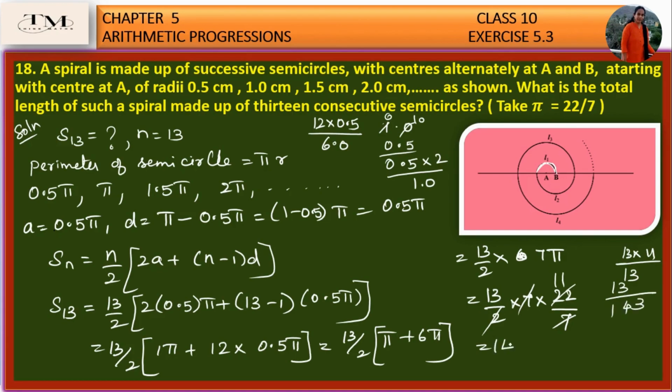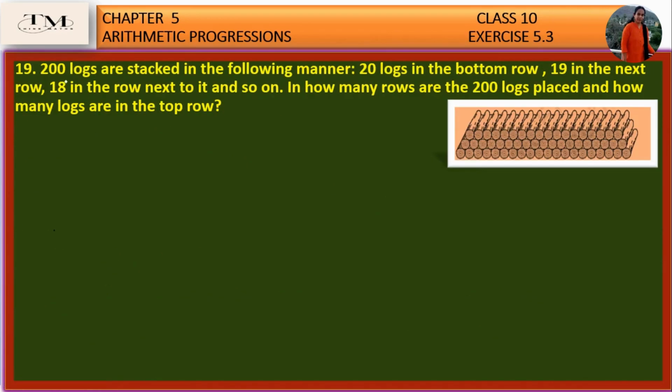So it is 143. So the total length of the spiral made up of 13 consecutive semicircles is 143. I hope you can understand this problem. So moving on to the 19th problem.